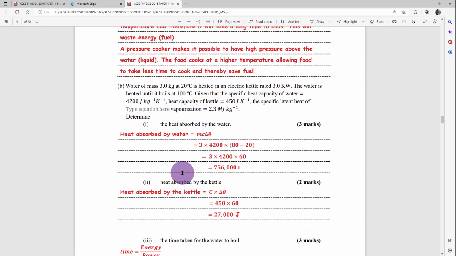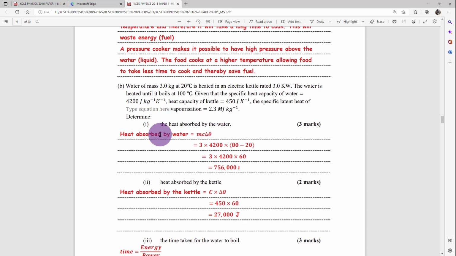Let's look at B. In B, we are told water of mass 3 kg at 20 degrees Celsius is heated in an electric kettle rated 3 kilowatts, that is 3000 watts. The water is heated until it boils at 100 degrees Celsius. Given that the specific heat capacity of water is this much and heat capacity of the kettle itself is 450, the specific latent heat of vaporization is 2.3 megajoules per kilogram. Determine the heat absorbed by the water.